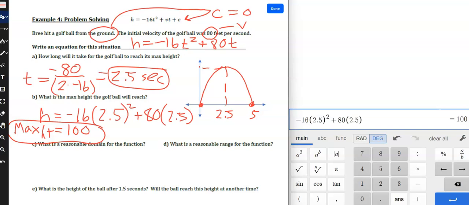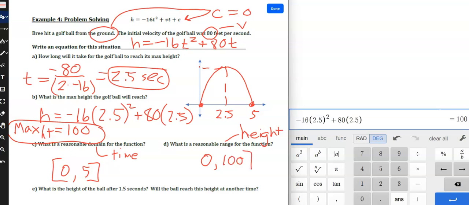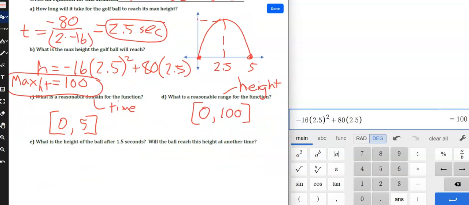Okay. What's a reasonable domain? Now, a reasonable domain would mean how many seconds, right? The domain would be your x's, which is your time. According to my picture, it would go from 0 to 5 seconds. What's a reasonable range? Okay, range goes with the y values, right? My y values here are height. So, what's a good low value? 0. What's a good high value? 100. All right? So, that's reasonable domain and reasonable range.